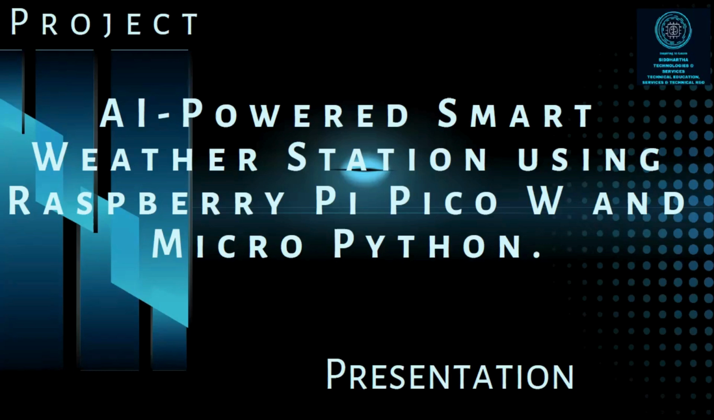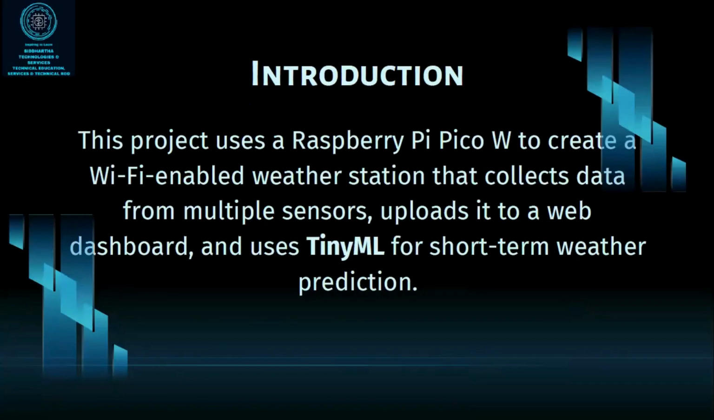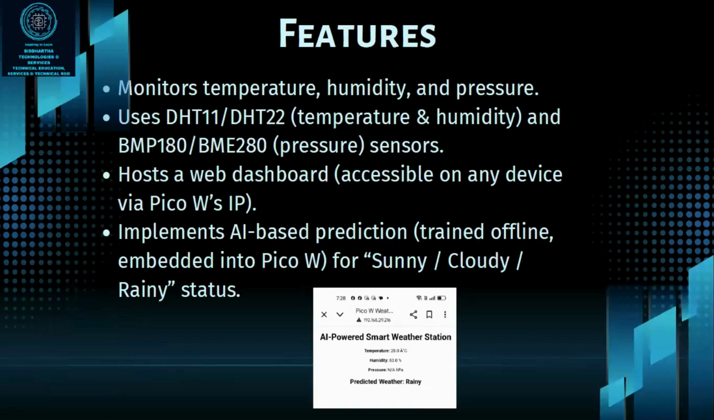We will go to the project details. This project uses a Raspberry Pi Pico W to create a Wi-Fi enabled weather station that collects data from multiple sensors. You can change the sensors, you can add sensors, but here I have used only two sensors that I will tell you about. It uploads the data to a web dashboard and uses TinyML. Now, this is very important. TinyML is for machine learning, a small model for short-term weather prediction. Okay, so let's go to the next one.